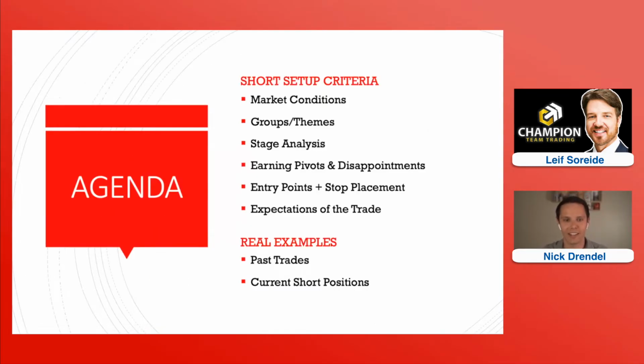Next to the agenda, this is what we'll be covering in today's video: exactly how to short and what makes a high quality or high probability short setup, including market conditions, group themes, stage analysis, and some short setups like earnings pivots and earnings disappointments. And then Leif will walk through a couple of examples using exactly where he entered the stock or entered the short position, where he would put his stop placement, and kind of expectations of the trade, because it's not the same as going long a stock.